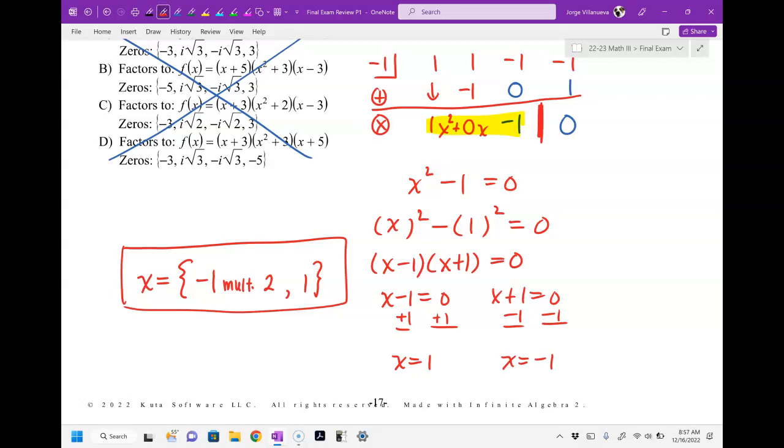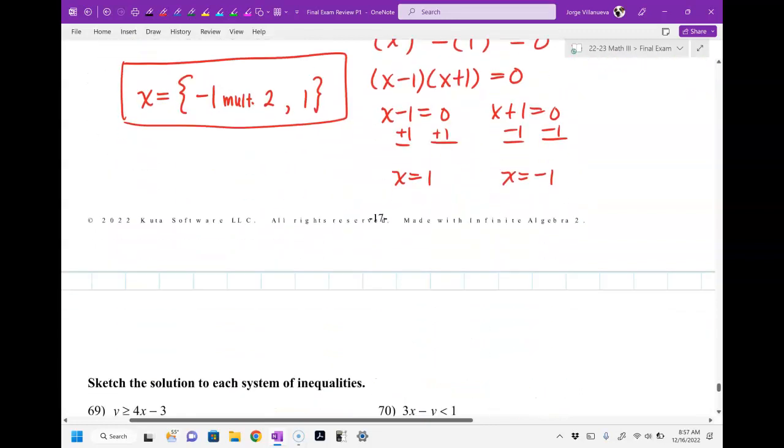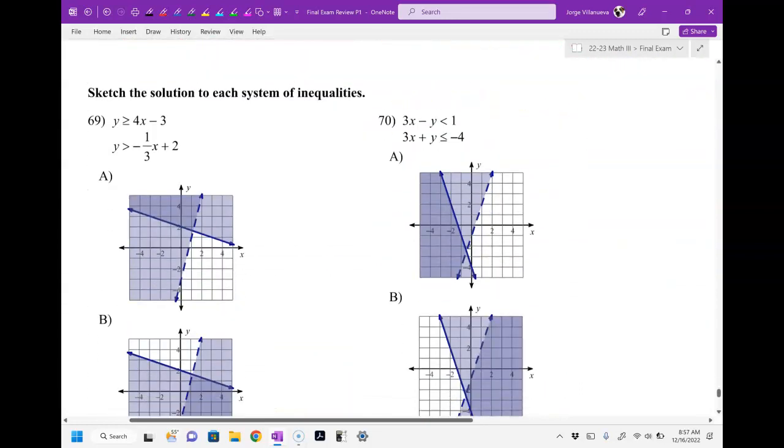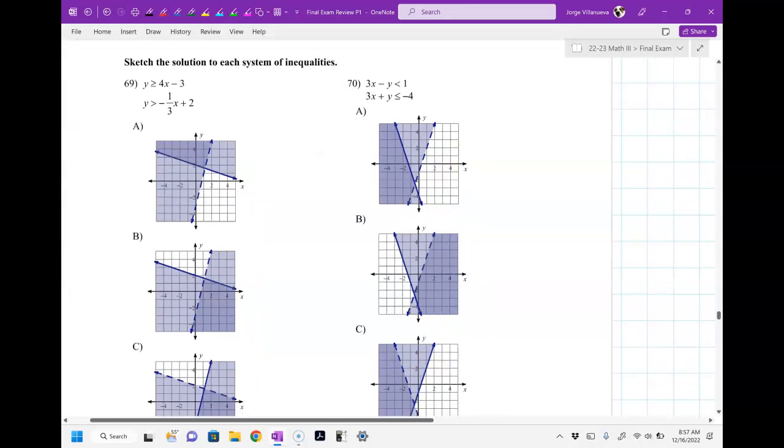Okay, so that's how you do number, I don't even know what number that was. 68. So we got two more. All right.